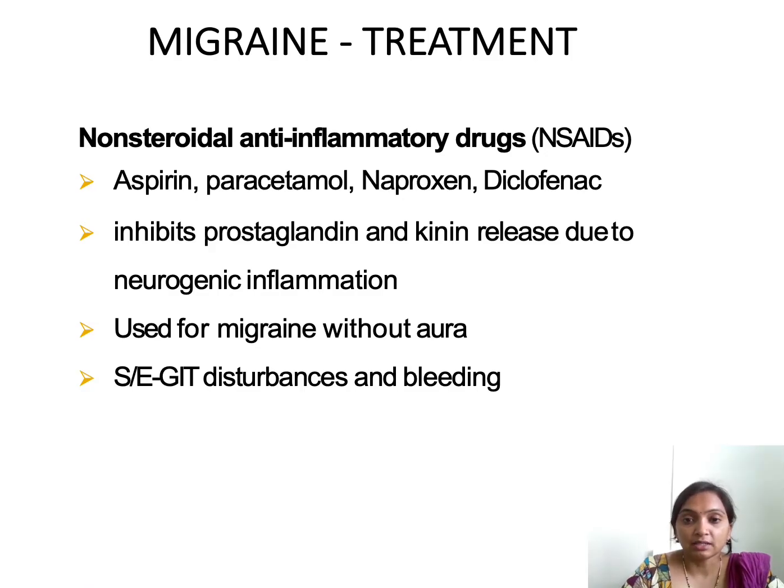So how does this act? NSAIDs like aspirin, paracetamol, naproxen and diclofenac can be given in case of mild migraine. They act by inhibiting the prostaglandins and kinins which are released during the neurogenic inflammation. These are mainly used in case of migraine without aura, that is mild migraine. And the side effects with NSAIDs, as we all know, are GI disturbances and bleeding.